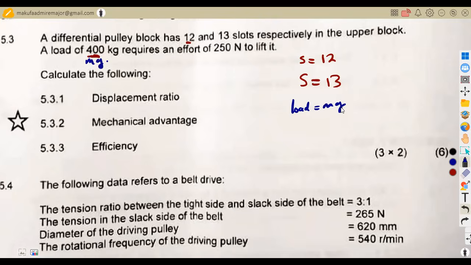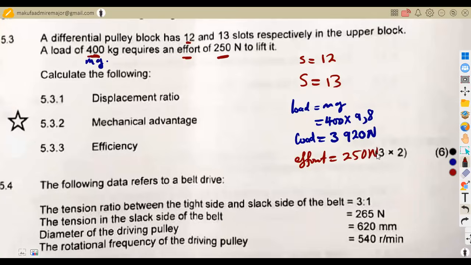Gravitational acceleration. So meaning to say we have got the mass of 400 times the gravitational acceleration of 9.8. So that means our load in this case was going to be 3,920 Newton. All right, so this is our load, and the effort, we are given the effort already in Newton in this case, which is 250 Newton. So there's nothing that you're going to change. All right, so this was the given information.